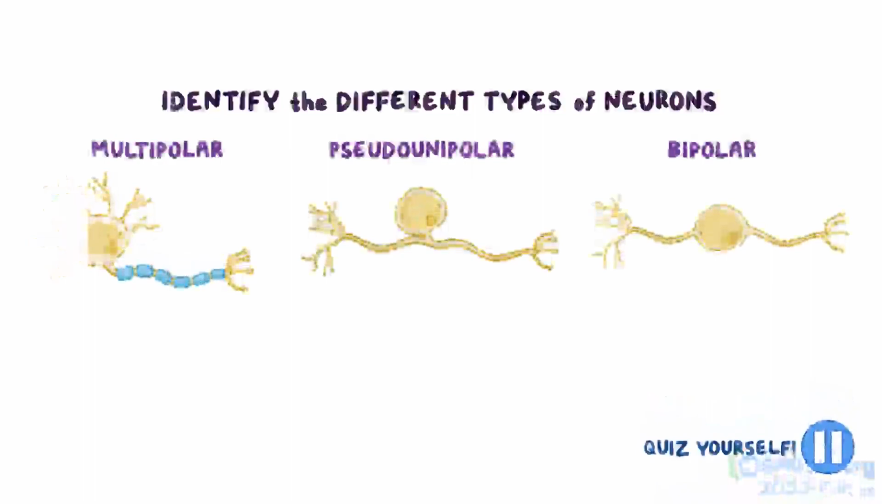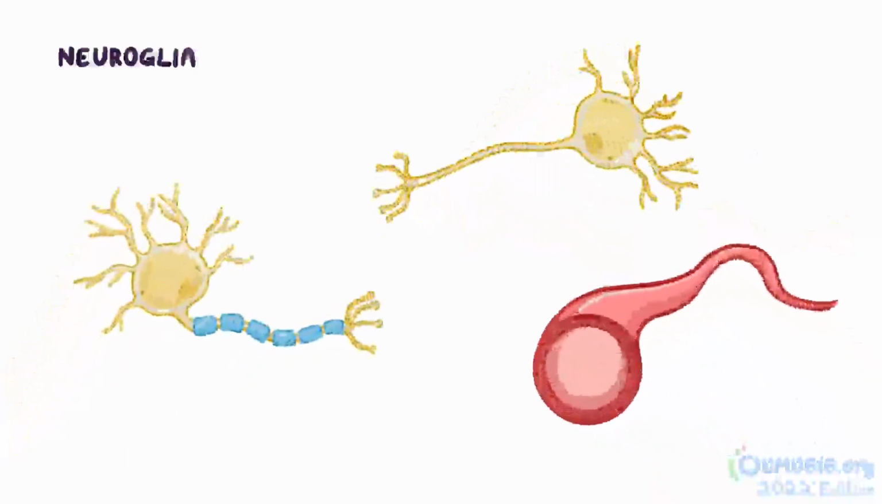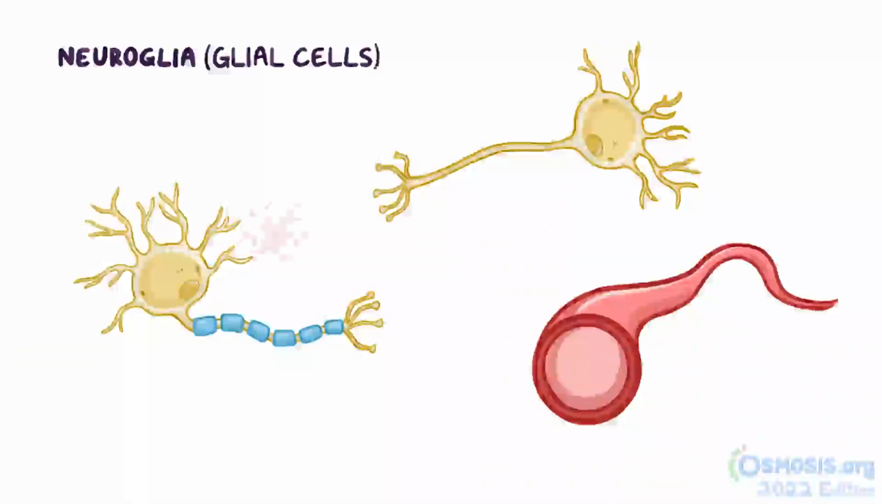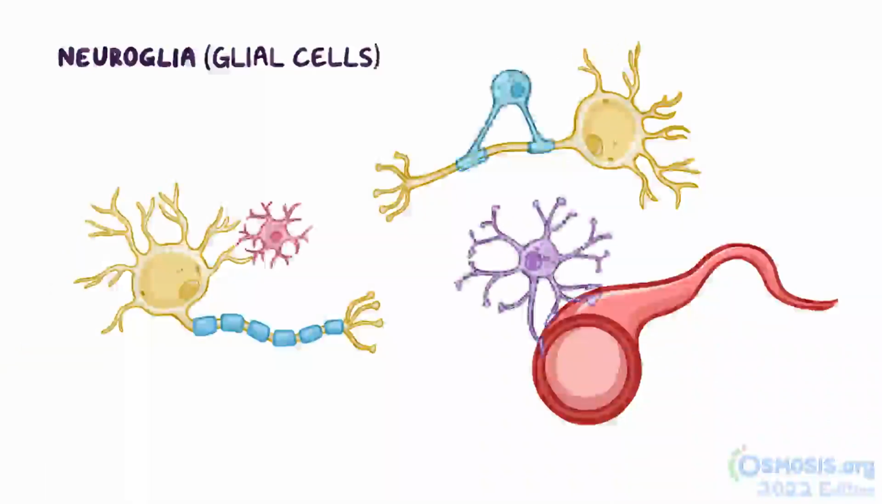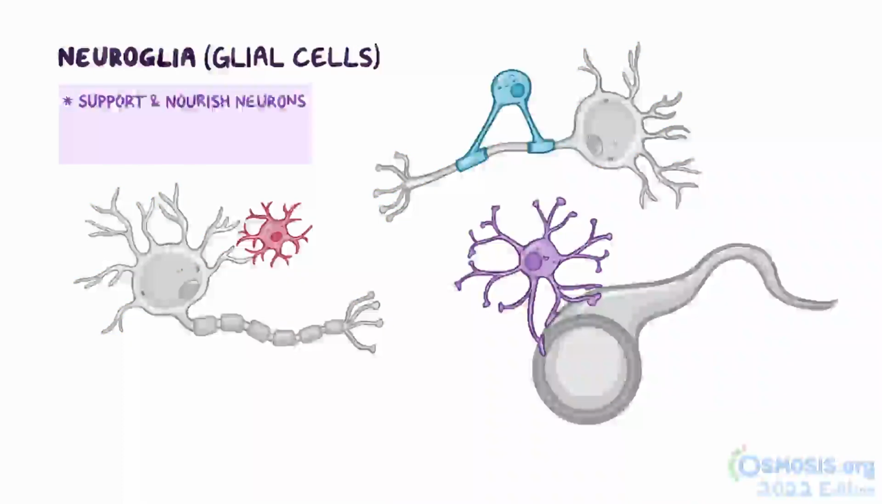Great! Now, neurons are a bit like humans. They always need someone for support. And that's where neuroglia come in. Neuroglia, or glial cells, are the only other cell type found in the nervous system. And although there are several different types of neuroglia, they all function in some way to support and nourish neurons. These cells are smaller than neurons. But fun fact, there are 5 times as many glial cells as there are neurons in the body.